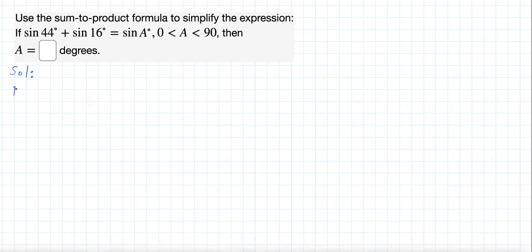that we have a formula called the sum to product formula that allows us to go from sine of alpha plus sine of beta to a product: 2 times sine of alpha plus beta over 2 multiplied by cosine of alpha minus beta over 2.